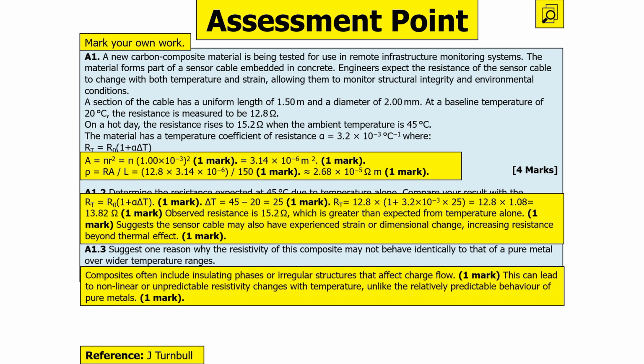Now the last question, composites often include insulating phases or irregular structures that can affect charge flow. So this can lead to non-linear or unpredictable resistivity changes with temperature, unlike the predictable behaviour of pure metals.